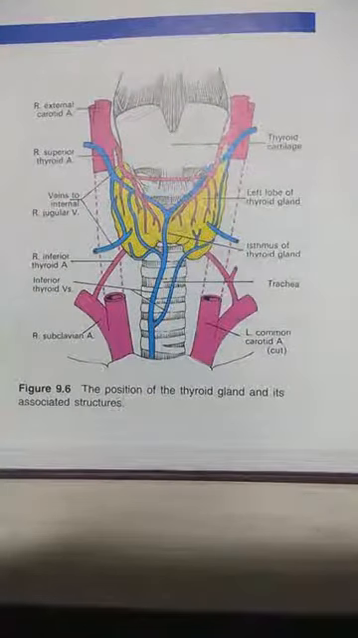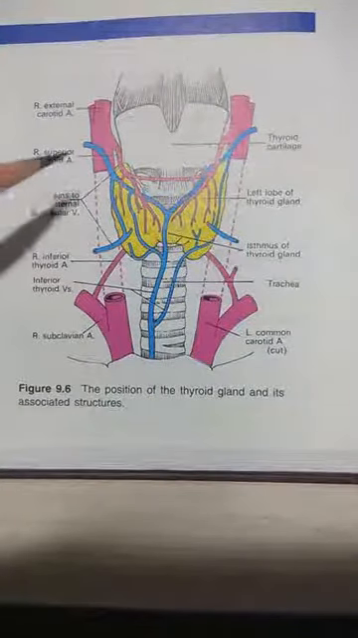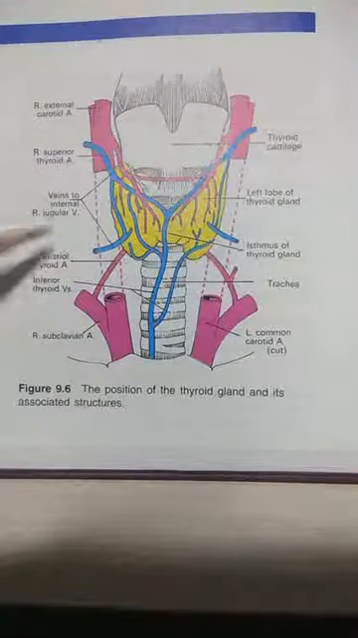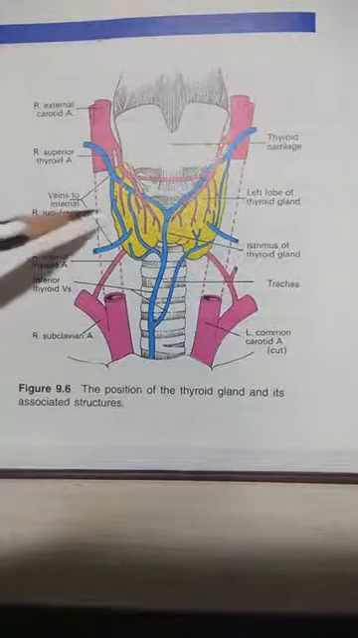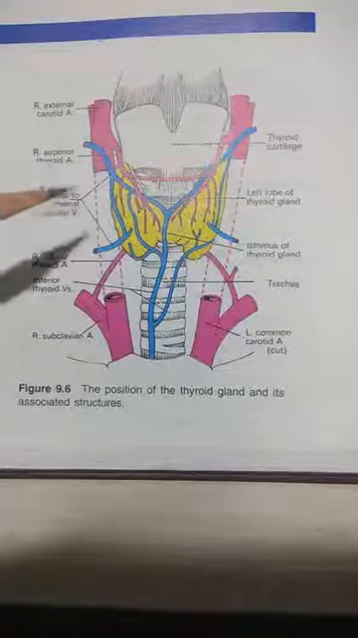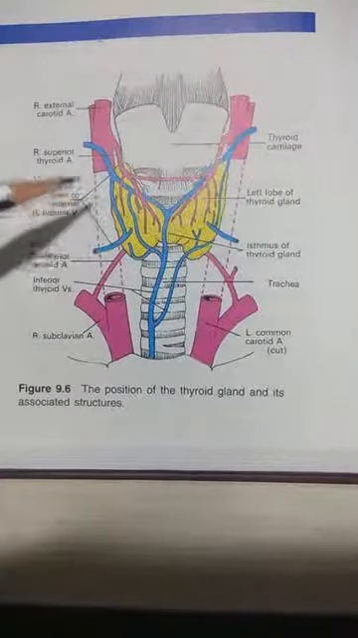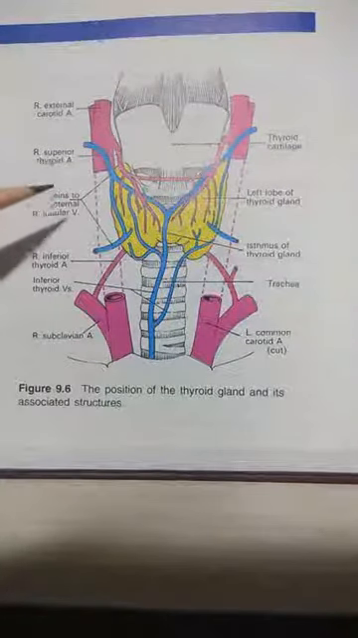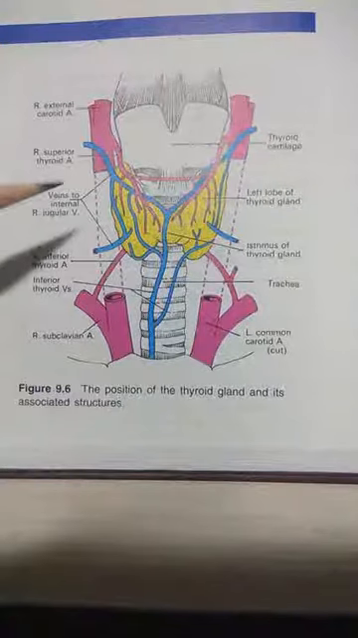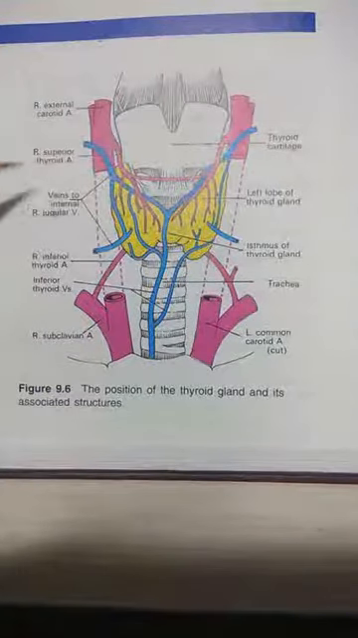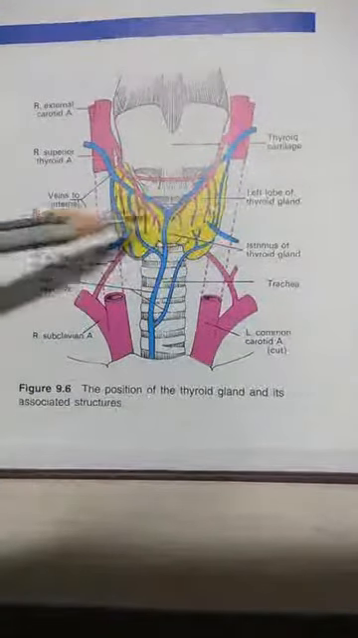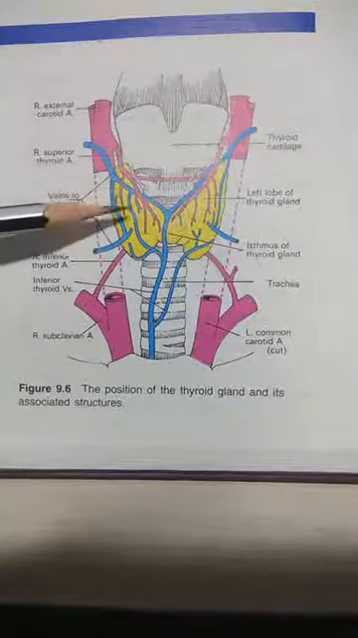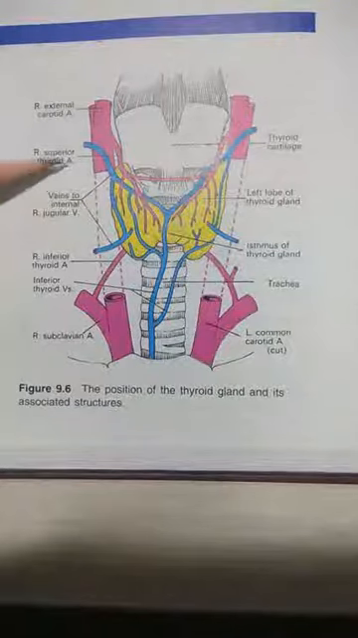Now we will discuss the blood supply to the thyroid gland. First of all, we will discuss the arterial supply. The arterial blood is supplied by the thyroid arteries. To the superior part of the thyroid gland, the blood is supplied by the superior thyroid arteries.